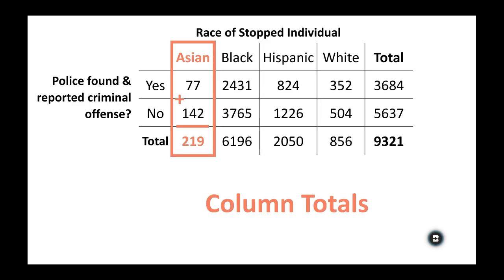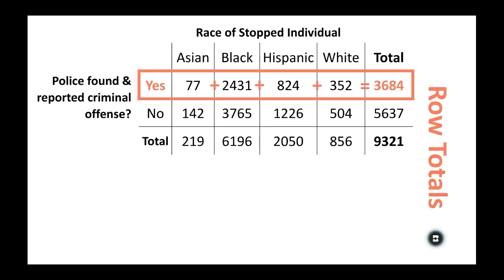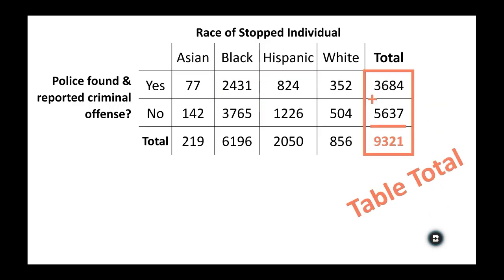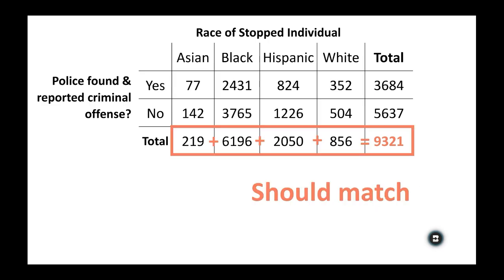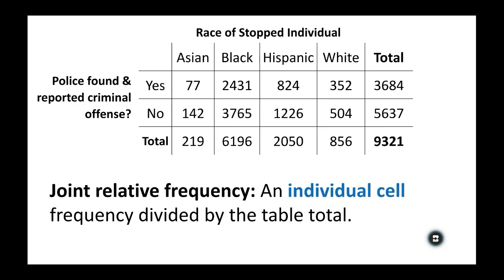Let's break it down. The totals of these vertical or up and down categories are called the column totals. This column total here displays the total number of Asian individuals who were stopped. The totals of these horizontal or left and right categories are called the row totals. This row total here displays the total number of stops that discovered crime. The table total, or the total number of stops described in the whole table, can be found in this bottom corner. You can find it by adding the row totals, or you can find it by adding the column totals. Either way, you should get a match.